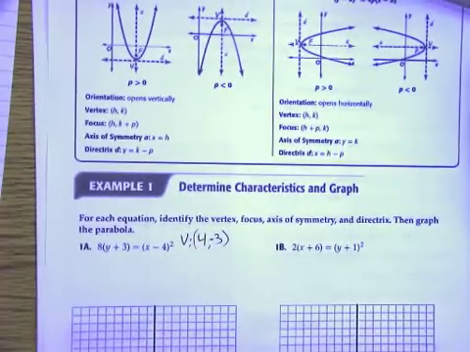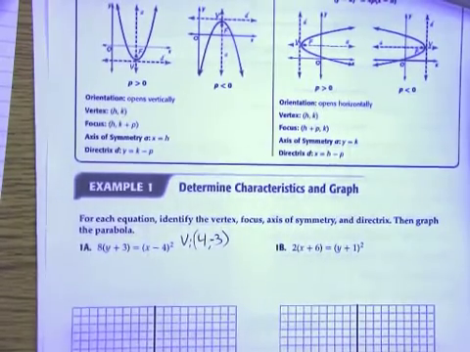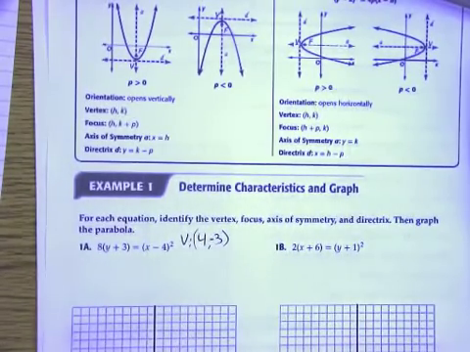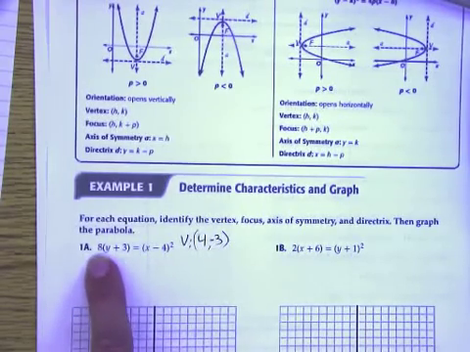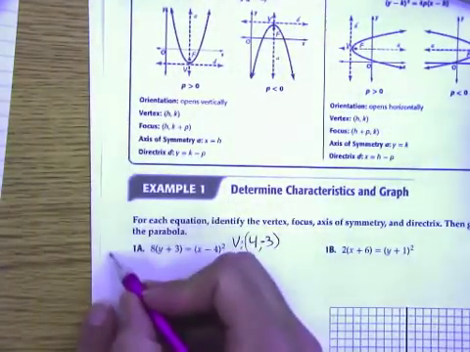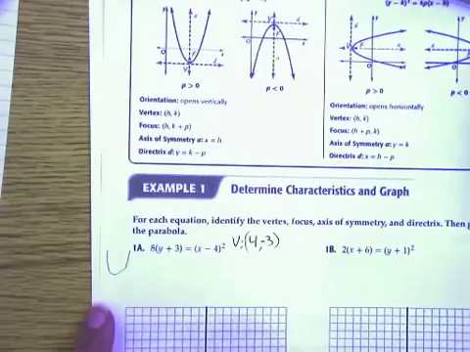Now, the focus and the directrix are both the same distance away from the vertex in opposite directions. Well, one way that I like to figure out where those two things are is to kind of get an idea of what this graph looks like. Since the x is being squared, I know that this is a vertical parabola, meaning it's going to open either up or down. And since this value is positive, that means it's opening up. So if I were to sketch this, it would kind of look like that.